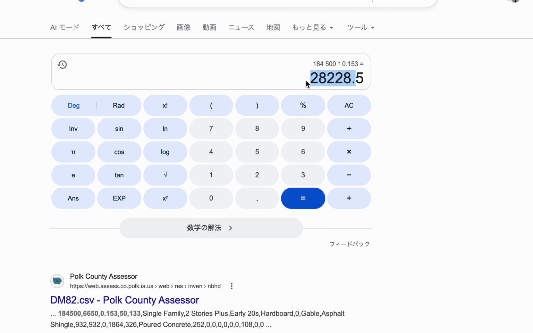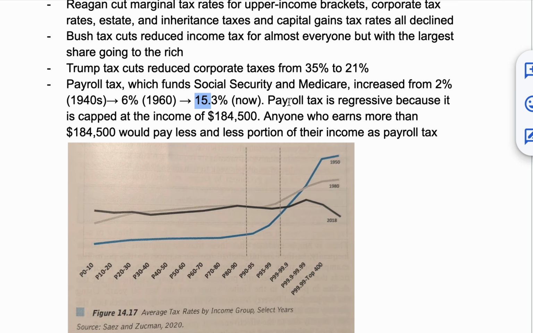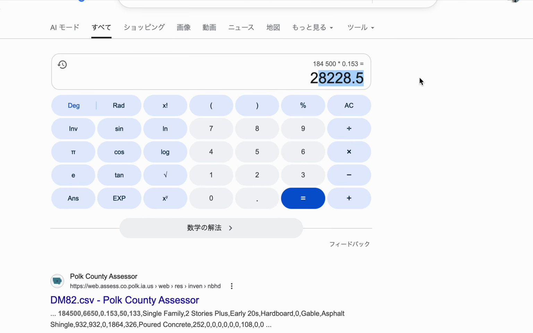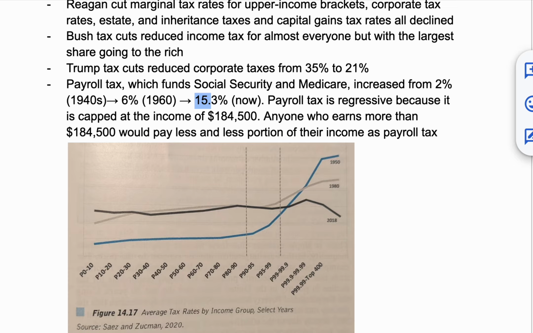This is what, for example, Elon Musk is paying. This is what billionaires are paying, and it is the same as what people who are earning $184,500 are also paying. So that's how regressive it is. Anyone who earns more than that would pay a less and less portion of their income as payroll tax.